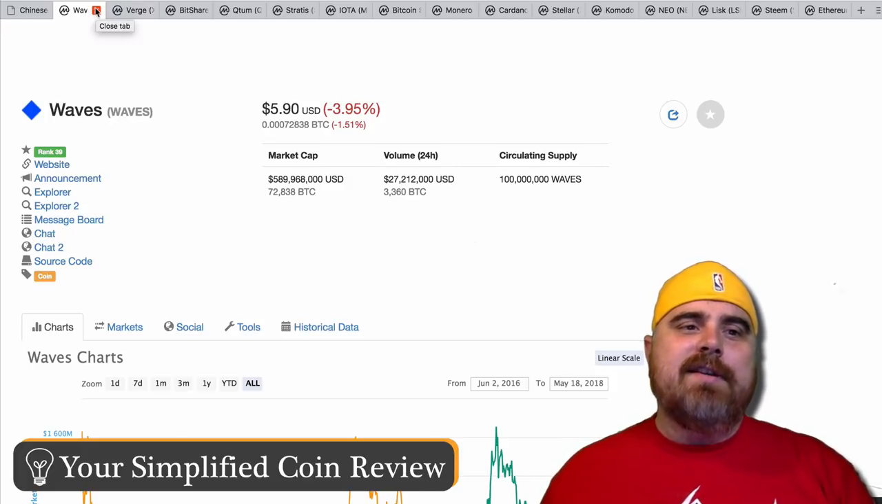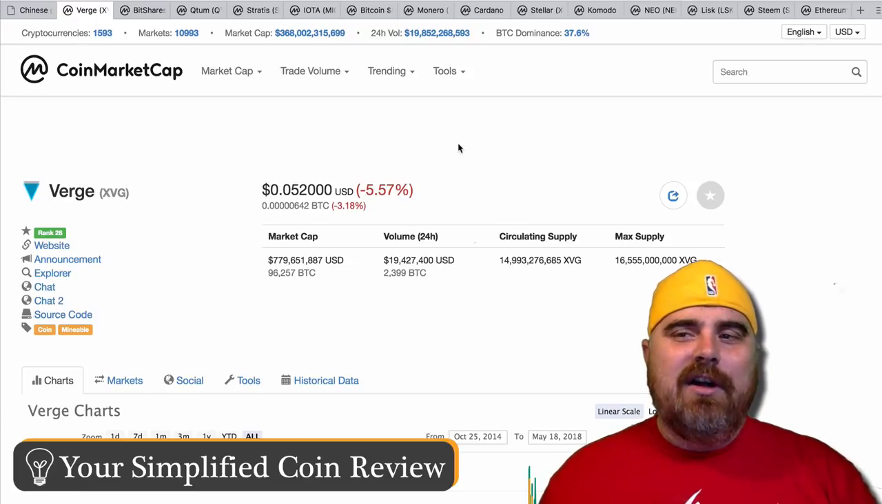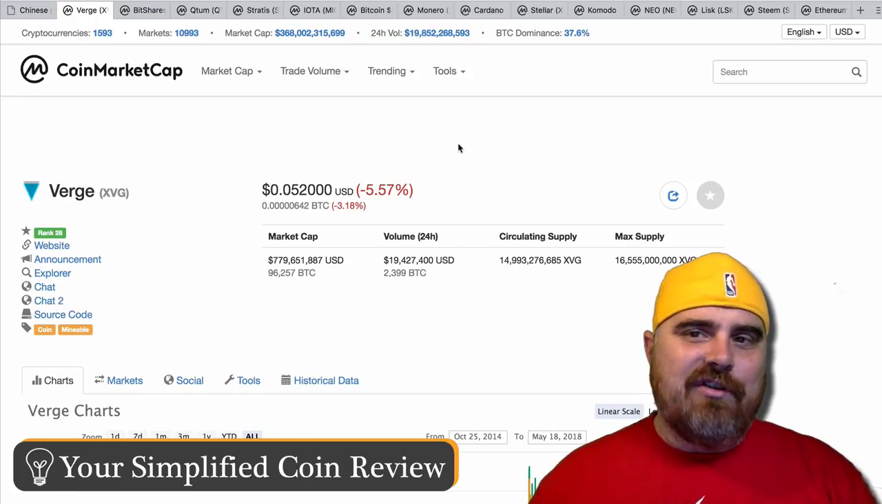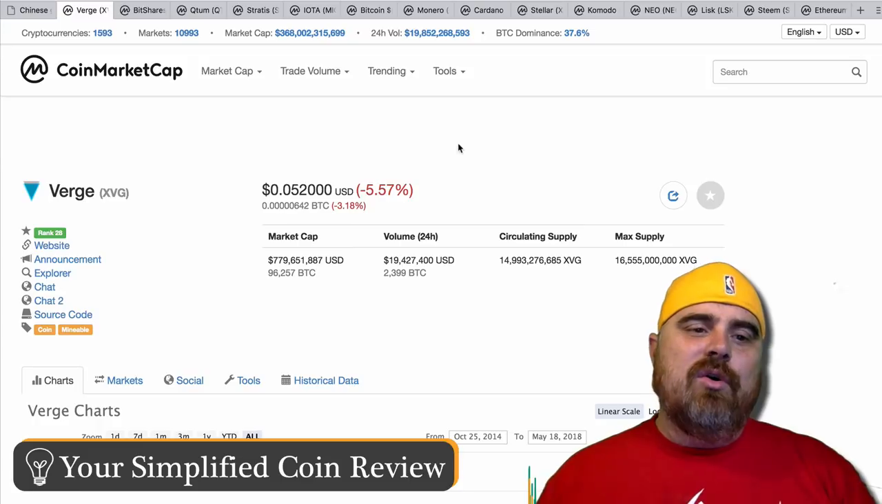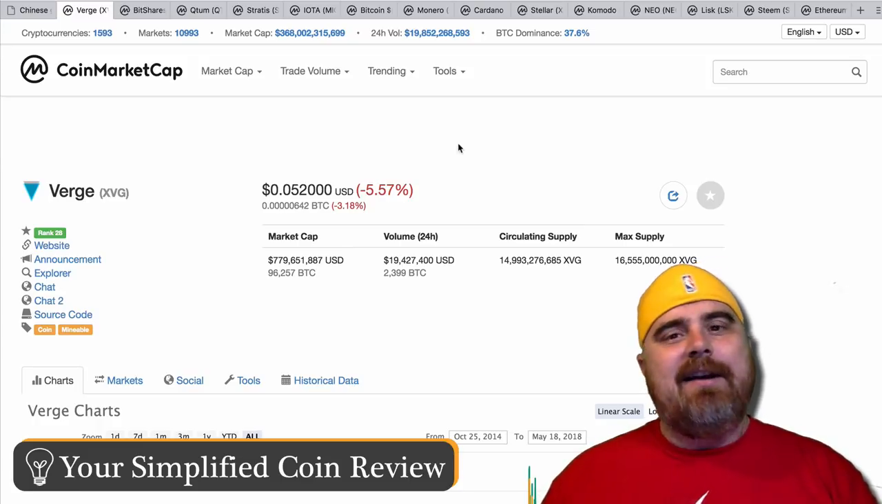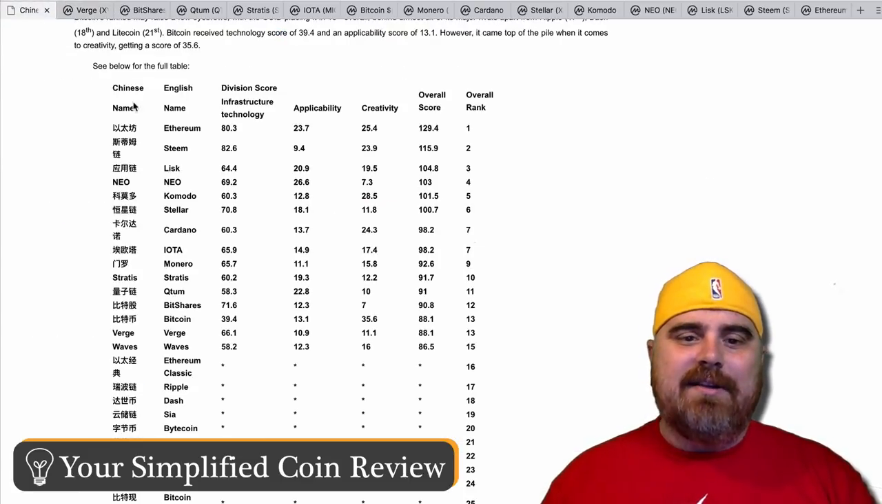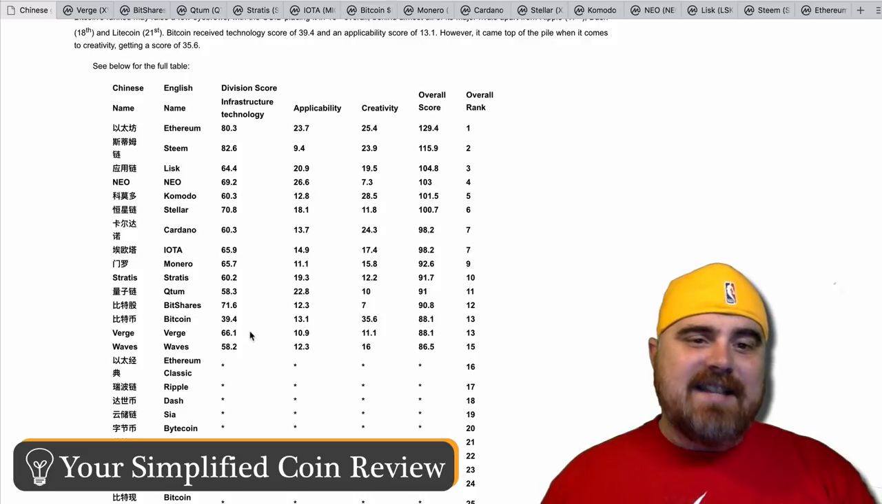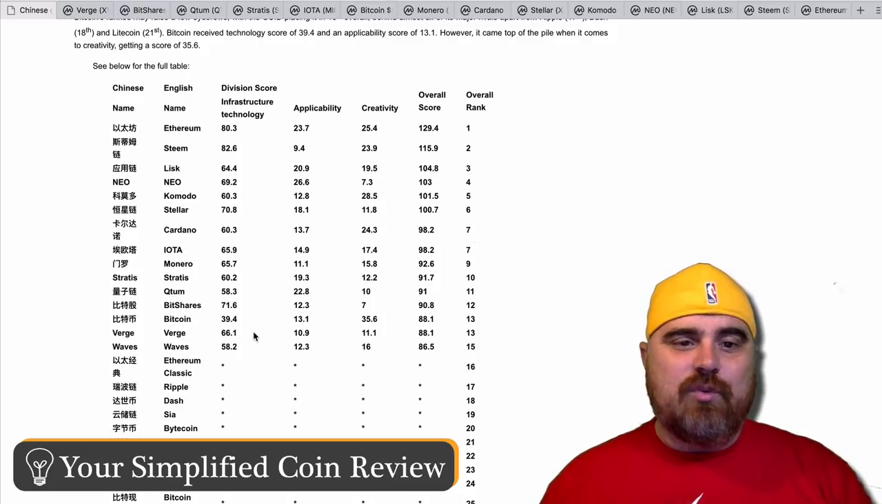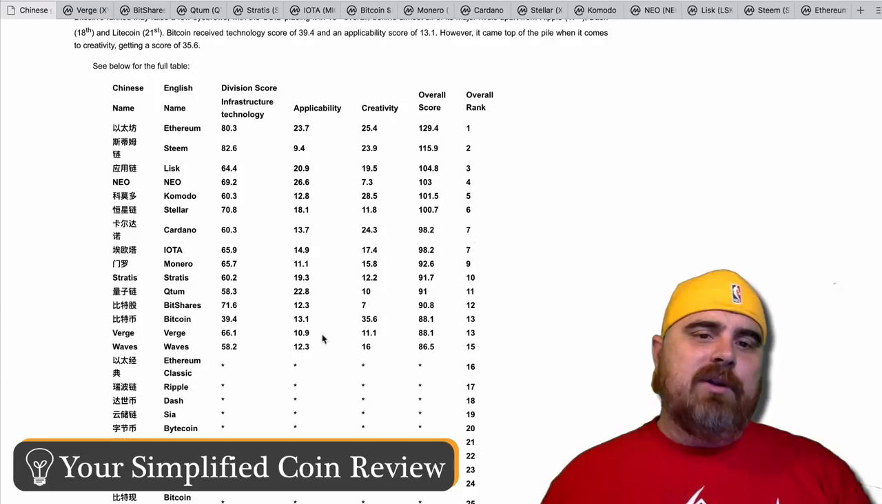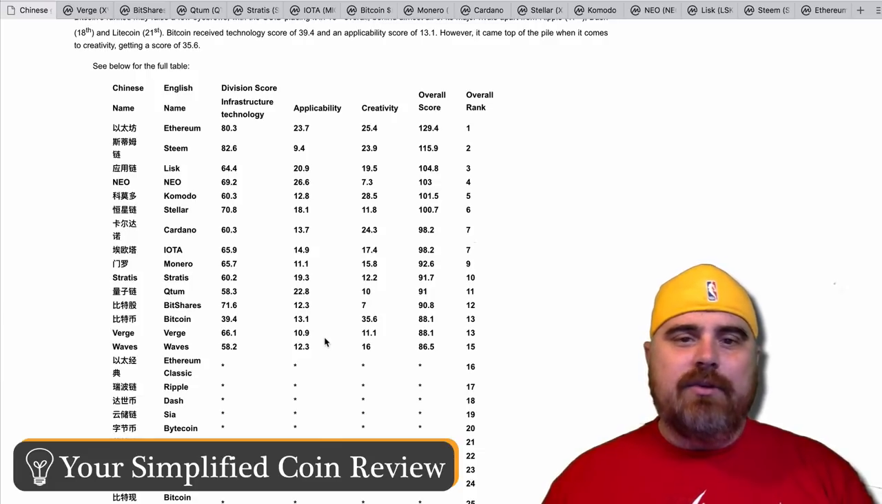So here is the Cinderella story, if you will. The shocker of all shockers are the next two. We have Verge coming in at number 14 on the Chinese rankings. They gave it a 66 for infrastructure, which is one of the higher numbers. They gave the applicability an 11, which I would agree with. Creativity 11, I agree with that.